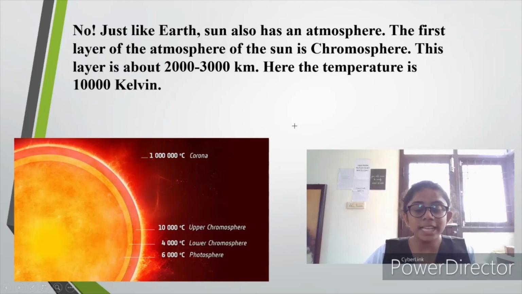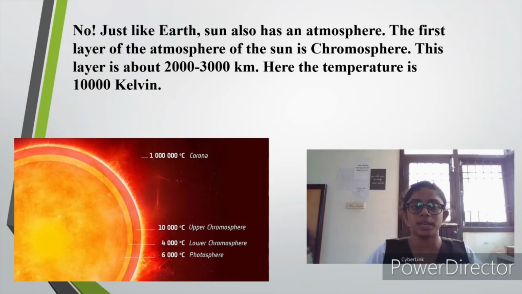Just like the Earth, the Sun also has an atmosphere. The first layer of the atmosphere of the Sun is the chromosphere. This layer is about 2000 to 3000 kilometers deep. Here the temperatures are as high as 10,000 Kelvin.